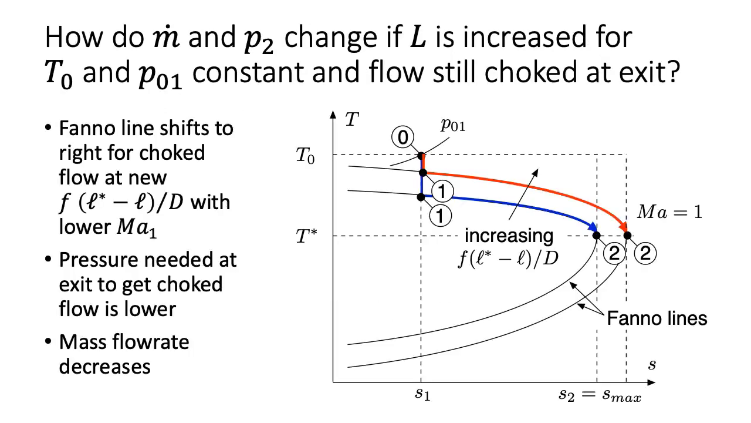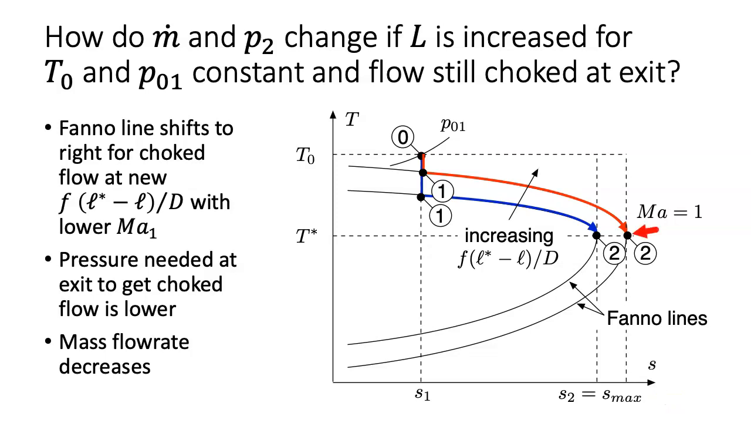Before concluding, let's consider how increasing the length of the pipe would change the mass flow rate and pressure at section 2 for constant upstream stagnation conditions and the flow still being choked at the exit. First, we note that the Fanno flow parameter that we calculated earlier would increase. Looking back at the Fanno flow figure, we see that this would lower the Mach number at section 1, moving it closer to the stagnation conditions at section 0. Starting the Fanno line from here, we see that it will now extend out to a higher maximum entropy at a lower pressure at section 2.